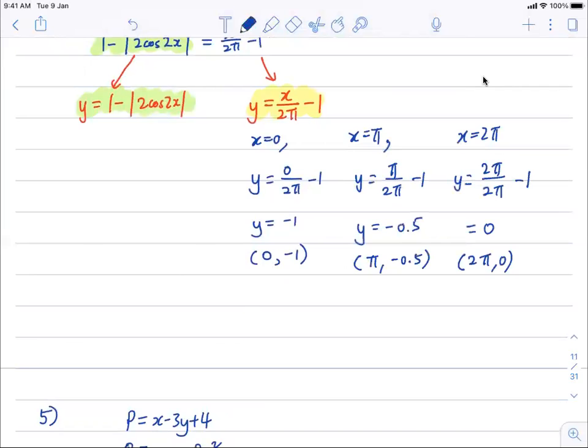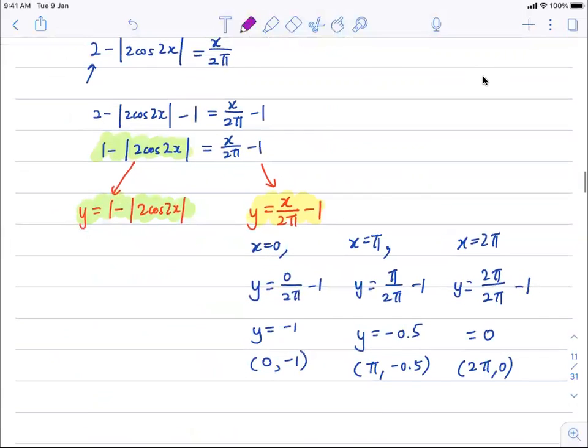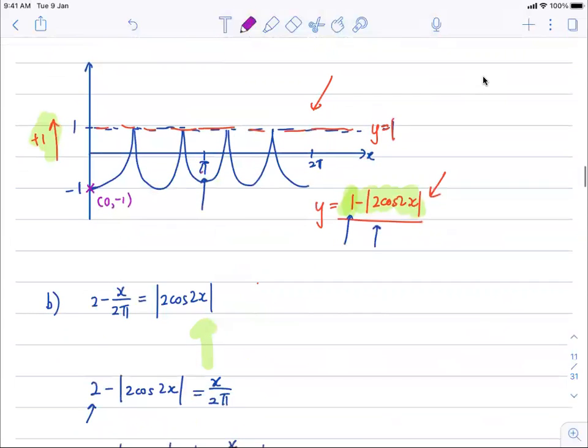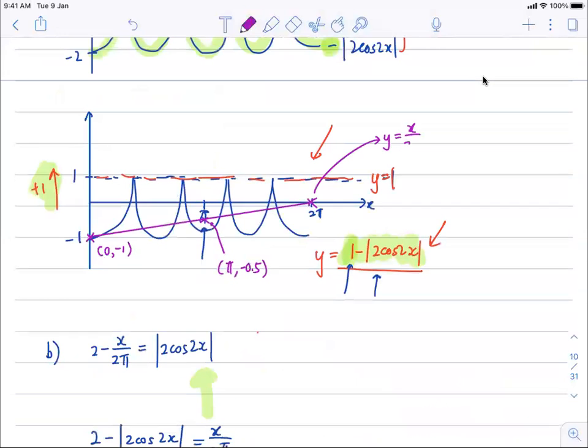So let us plot the points on the graph. The first point is 0, negative 1. The second point is pi, negative 0.5. And the third point is 2 pi, 0. So we can draw a line through all these 3 points. Okay, so we got our equation y equal to x over 2 pi minus 1.